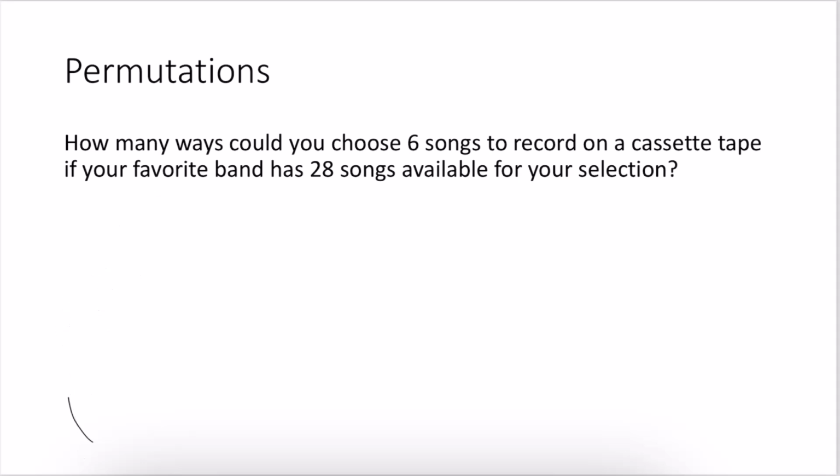So instead of drawing out the choice tree, we're just going to do the mathematical calculation. We're going to say, okay, we have 6 events happening here because we're choosing 6 songs. Our first song has 28 options of what it could be. Our second song has 27, because we don't want to put whatever song we put first as our second song. And then our third song could be any of the 26 remaining songs.